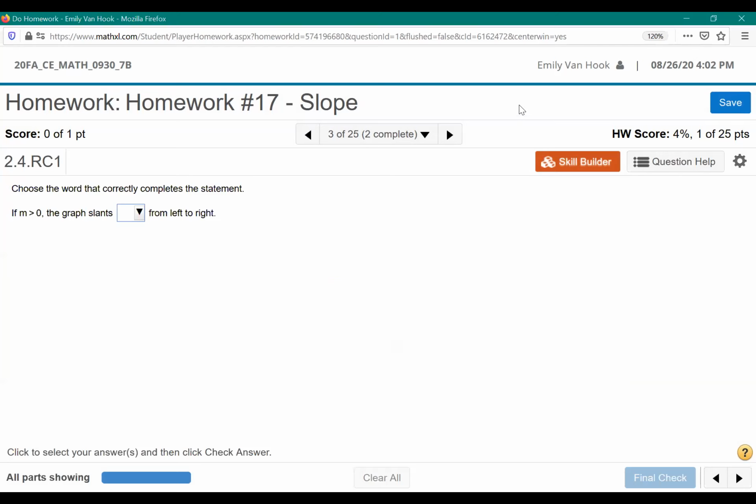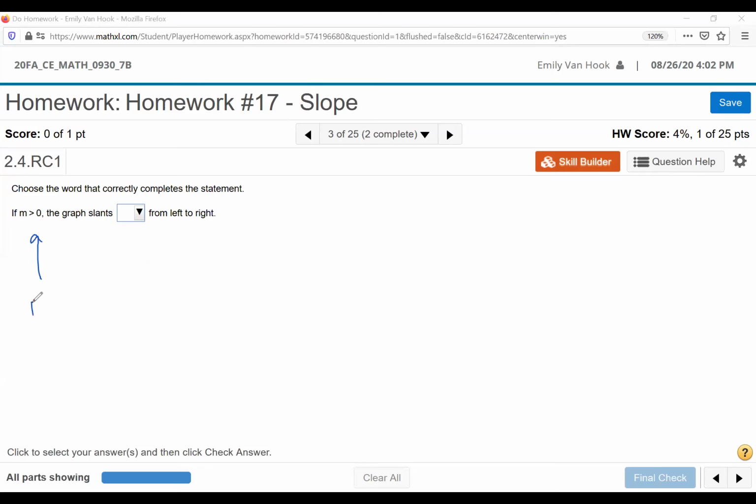Okay, good. All right, so for number 3, choose the word that correctly completes the statement. If m is greater than 0, the graph slants either up or down from left to right. Okay, greater than 0 means positive. So that's what we mean, positive. Positive, we're going up from left to right. So we're going to choose up for that one.